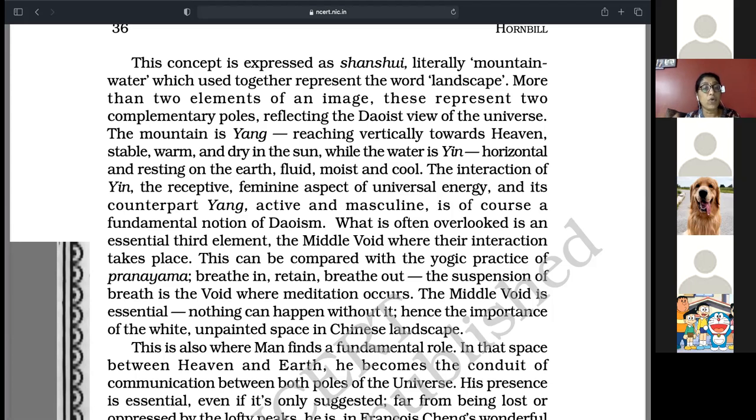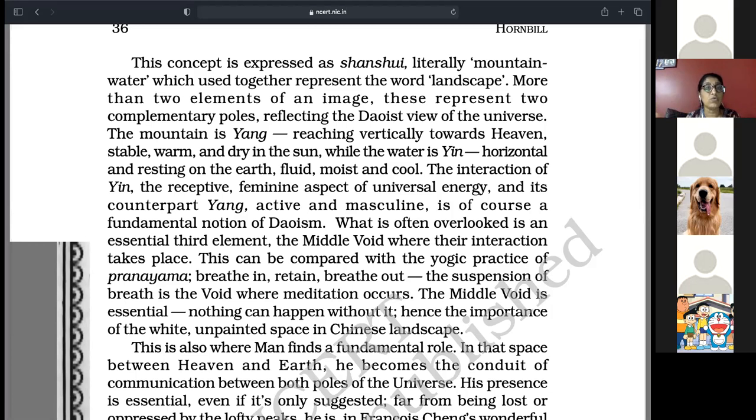The middle void is essential. Nothing can happen without it. Hence, the importance of the white unpainted space in Chinese landscape, जो अभी मैंने आपको दिखाया था. The painting normally has the brown color mountains or the green color mountains and the water on the earth, that is the bluish color, और बीच के अंदर आपका जो है white is there.